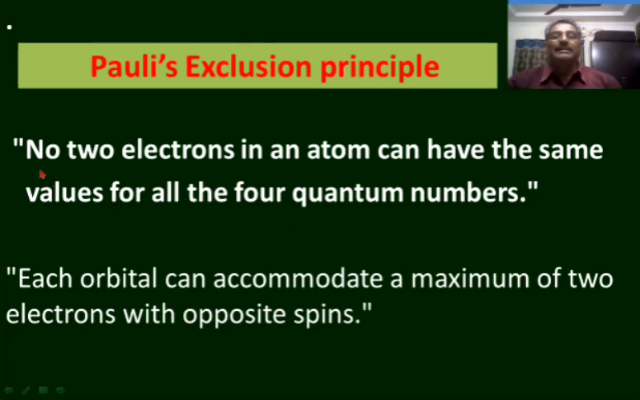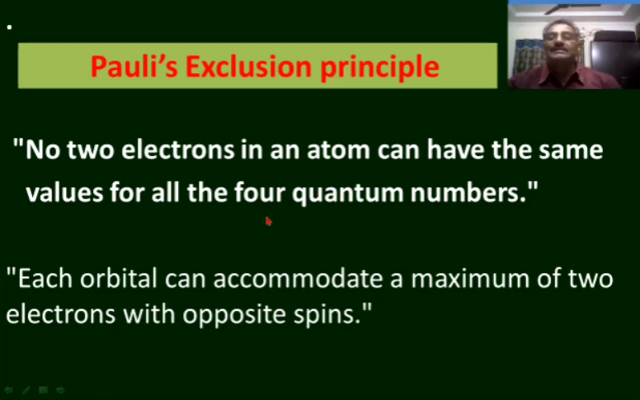Suppose there are 10 or 15 electrons in an atom. If you take any 2 electrons in the atom, they should differ at least in one of the values of the 4 quantum numbers. Three quantum numbers may be equal, but they should differ at least in one of the 4 quantum numbers. That means all the 4 quantum numbers for any 2 electrons in an atom are not the same. That is the meaning of Pauli's exclusion principle.